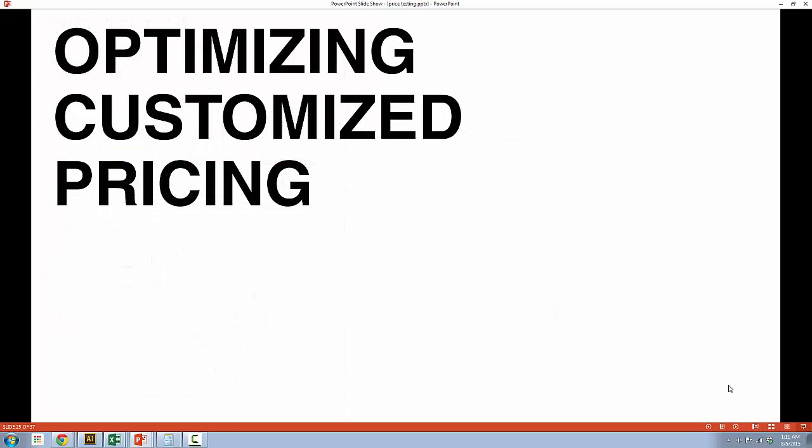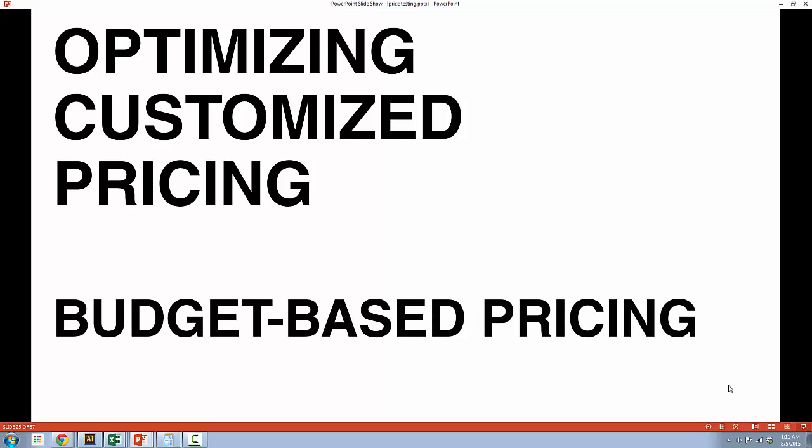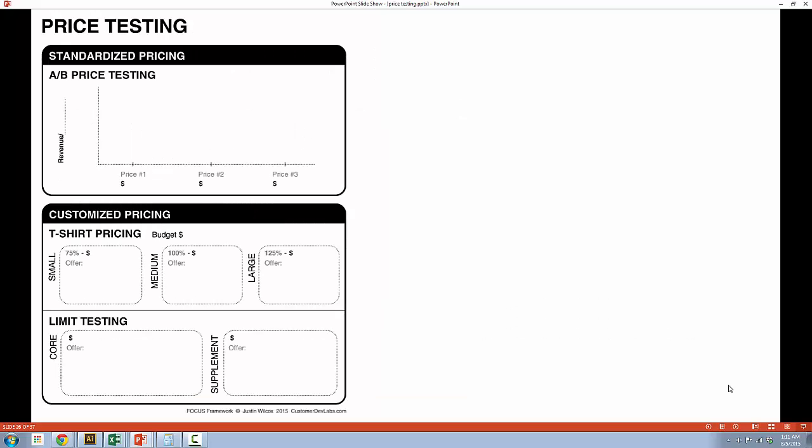Now let's talk about optimizing your customized pricing strategy. So in this case, what we're looking for is a budget-based pricing approach. So we're going to try to identify the budget of our customer and design a pricing offer that is going to optimize our currency but also provide them an optimal solution. So that's our goal, is to understand what their budget is. So there are 2 approaches we've got here. The first is t-shirt pricing and the second is limit testing.